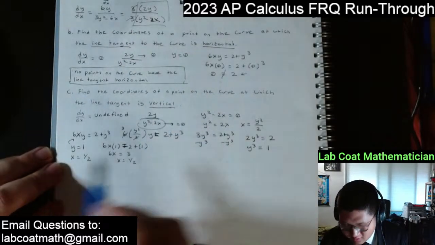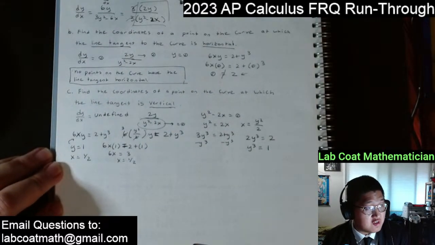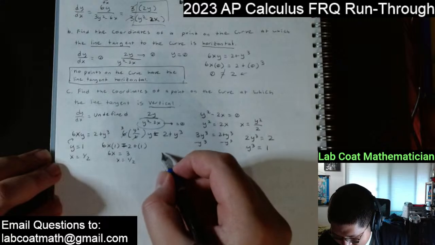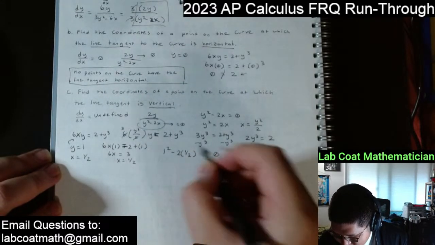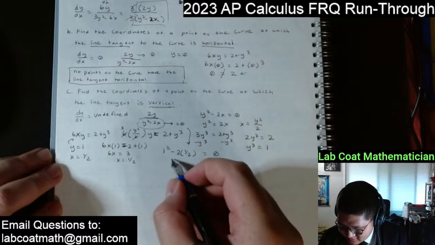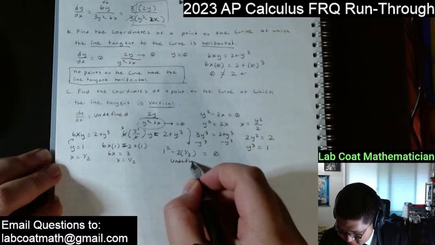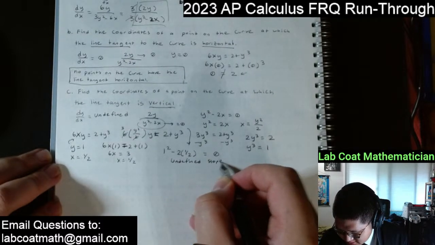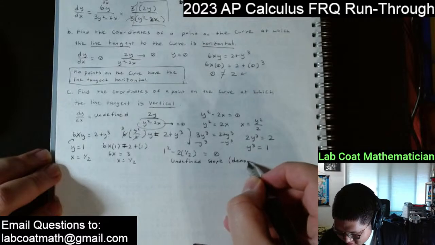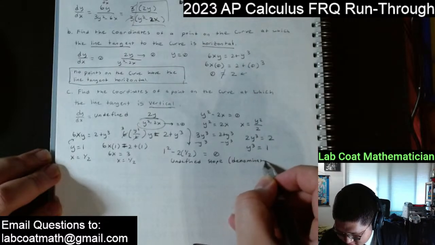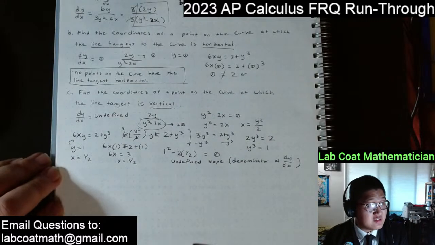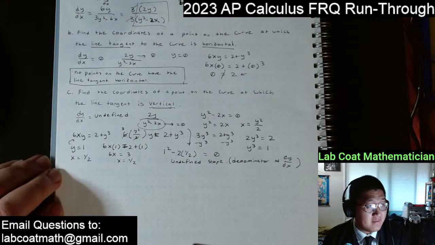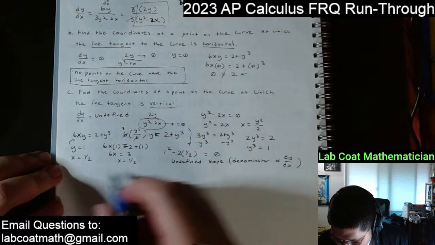Does that match with our denominator of our first derivative still being 0? Let's take a look here. So you get 1 squared minus 2 times 1/2, and that is still equal to 0. And again, this is an undefined slope, given that we are dealing with the denominator of the dy over dx equation from the start of the problem. Okay, very good. So with that, we do have the coordinates.